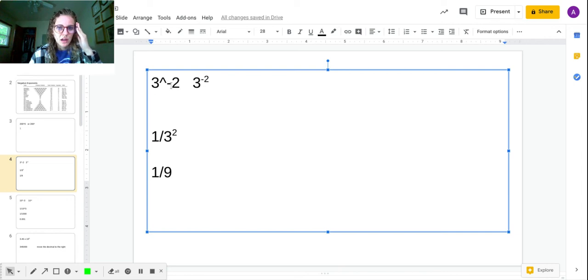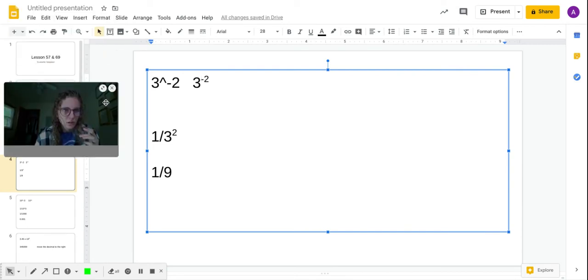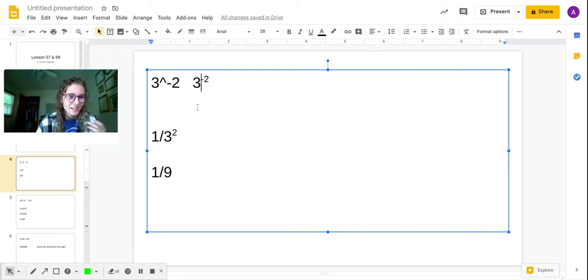So if we have 3 to the negative 2, I did it in the typing format and also the superscript. Also, can I teach you guys how to do superscript right now? This might be in the way. Oh, I can move it. God bless America. Look at that.